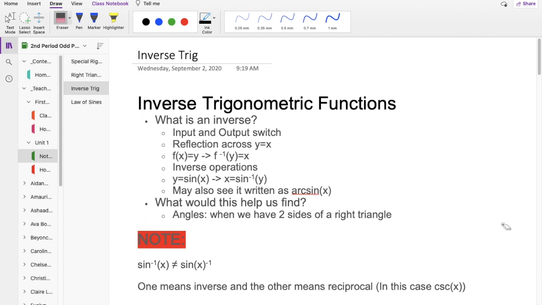So a quick breakdown of what an inverse is again. It's basically when your input and your output switch. It's also a reflection across the line y equals x. And typically you see it with this -1 notation, so you see the exponent here with a -1.